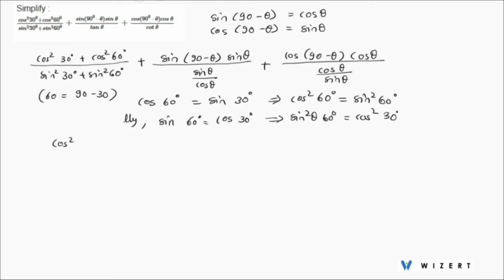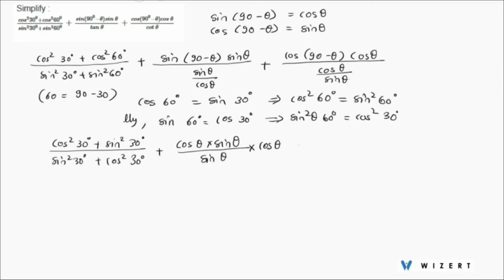We have cos square 30 degrees plus sine square 30 degrees, whole divided by sine square 30 degrees plus cos square 30 degrees. Now in the second term, sine of 90 minus theta can be replaced with cos theta multiplied by sine theta, and in the denominator we have sine theta divided by cos theta. So the denominator of the denominator will go in the numerator and multiply here.